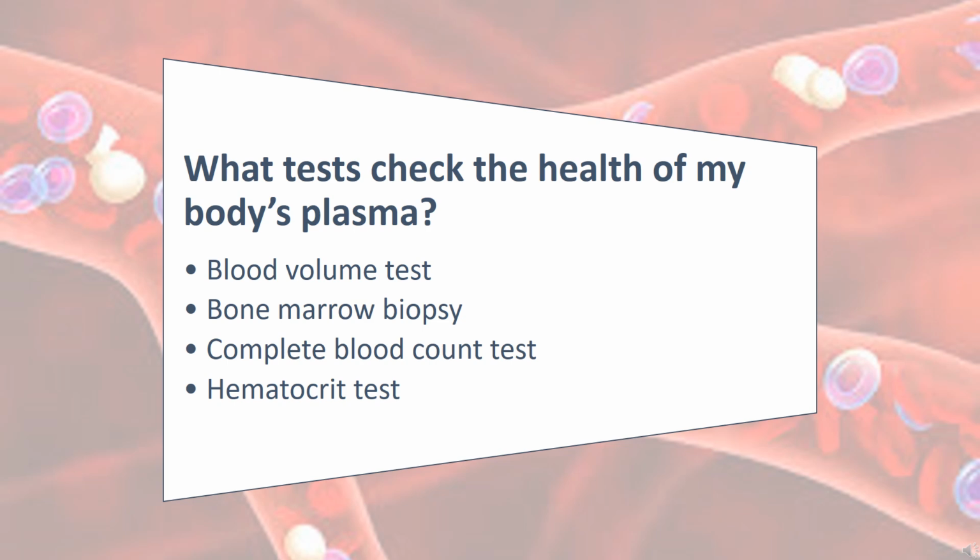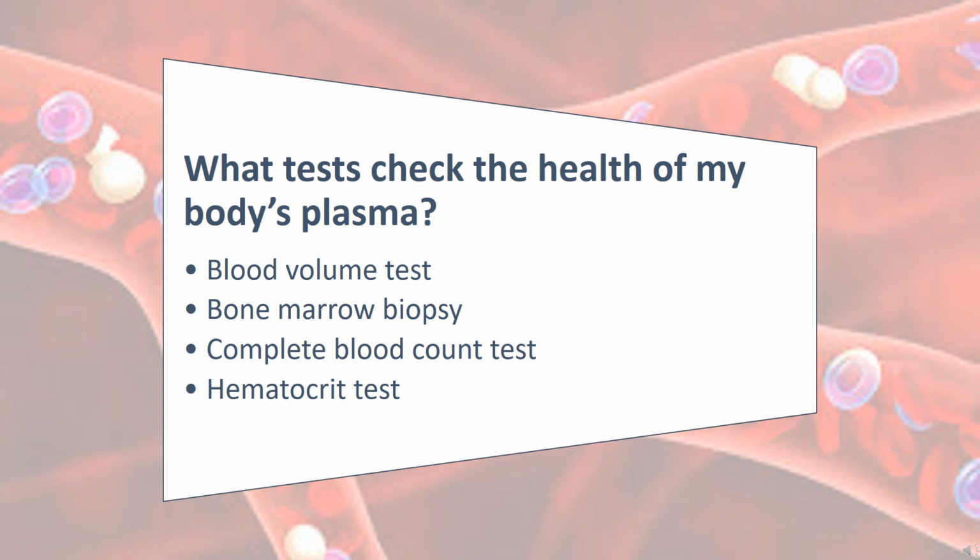Several blood tests can check your plasma for signs of a medical condition. Some of these include blood volume testing, which measures the amount of blood in your body compared to what is considered normal. This test is most often done in people who are in intensive care with conditions such as kidney, liver, or heart failure. Blood volume testing helps providers assess the severity of these conditions and make appropriate treatment decisions.